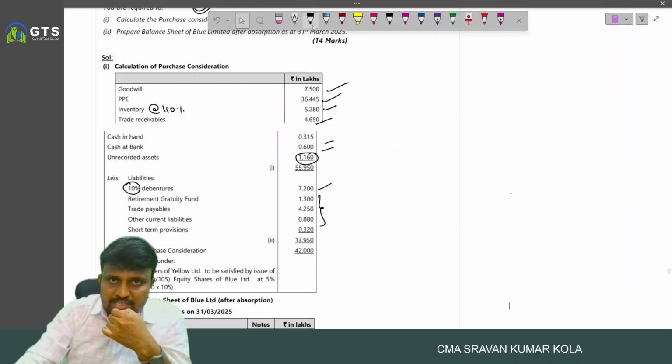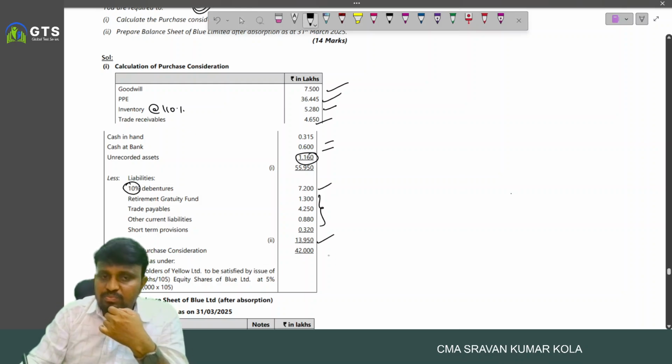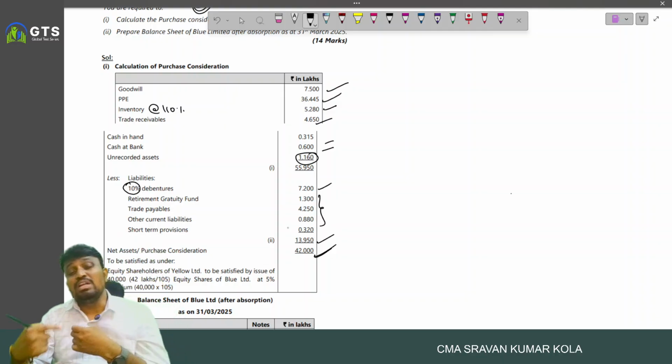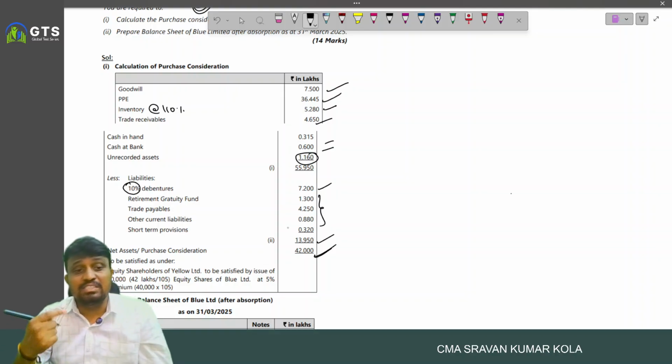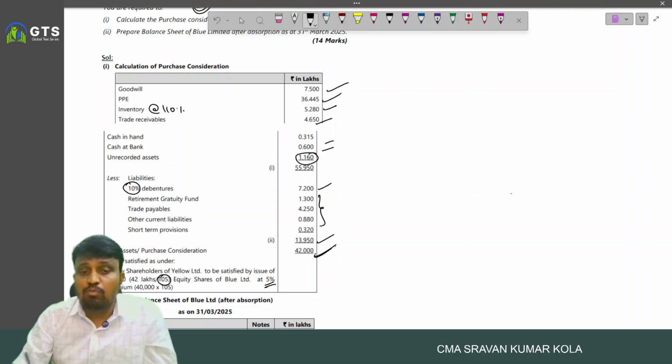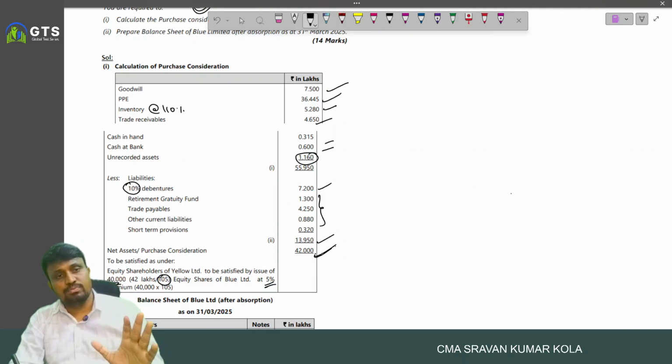And what is the net assets here? Sorry, net assets are 42 lakhs, and this is the PC. This 42 lakh is settled by issue of an equivalent number of equity shares at 5% premium. What is the par value? 100 rupees. 5% premium makes it 105. 42 lakh divided by 105 is 40,000 equity shares issued.